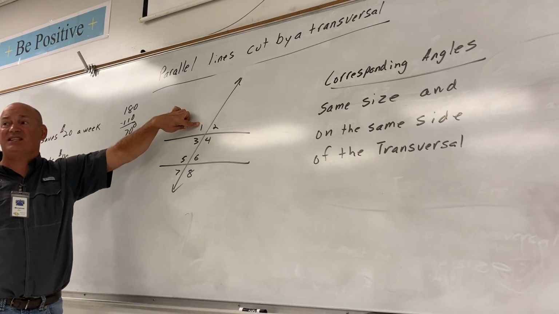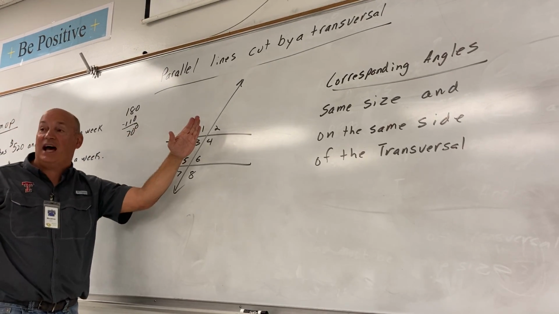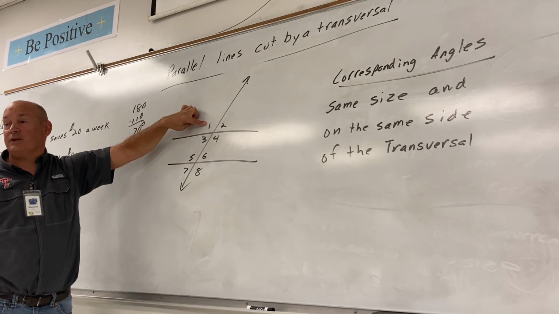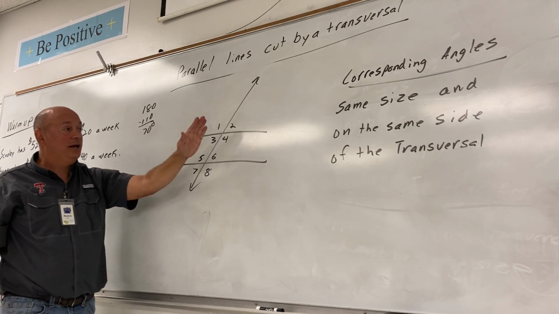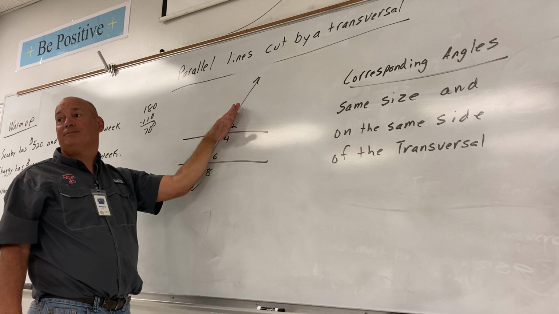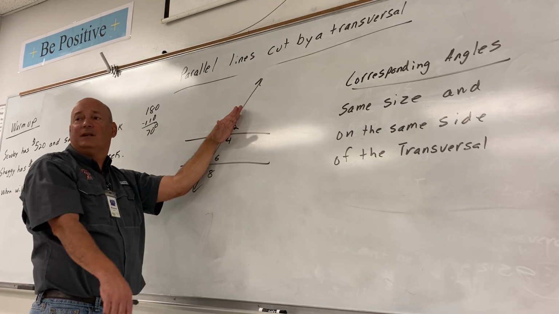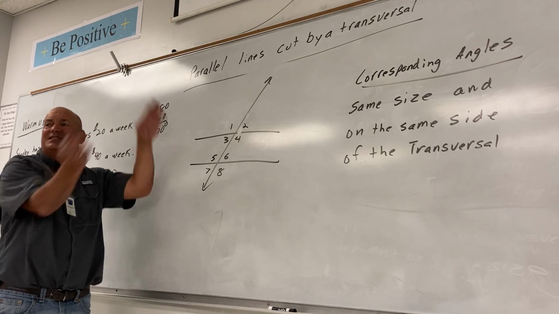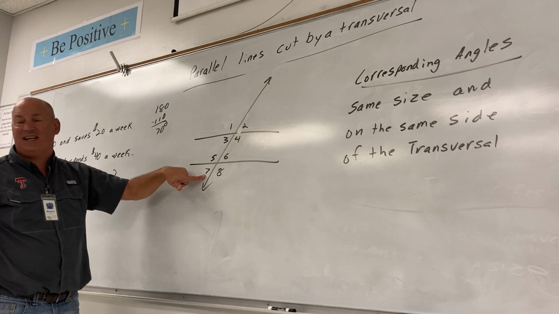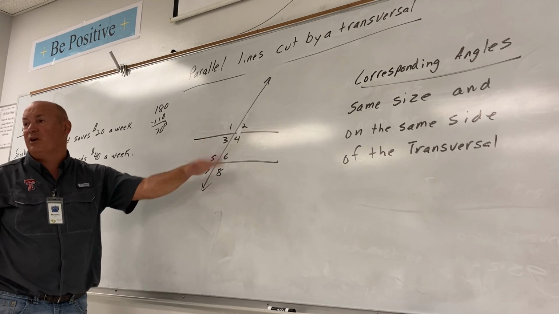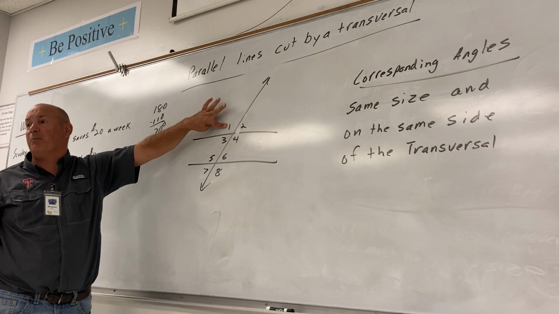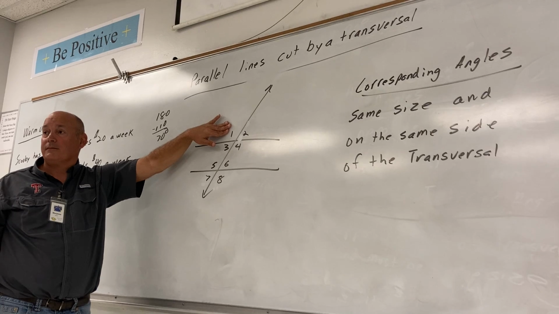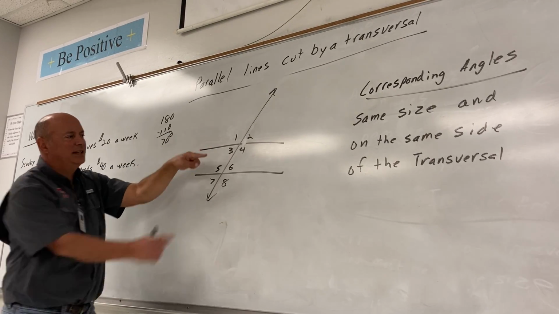What angle is the same size as 1 and on the same side of the transversal? I don't know. There's only one left. Well, hang on. What side is 1 on? The left or right? Left side. Okay, you got 3, 5, 7 to choose from. Those are the only 3 on the same side as 1. You already picked 7. We said no. You picked 8. 8's on the wrong side. Which other number is the same size as 1 and on the same side? 3.